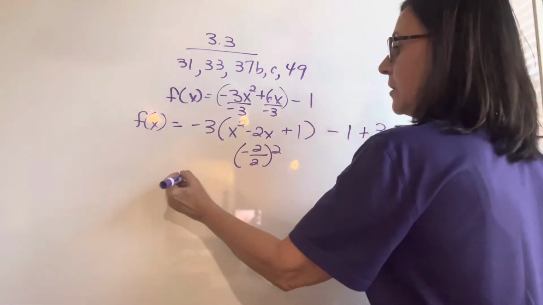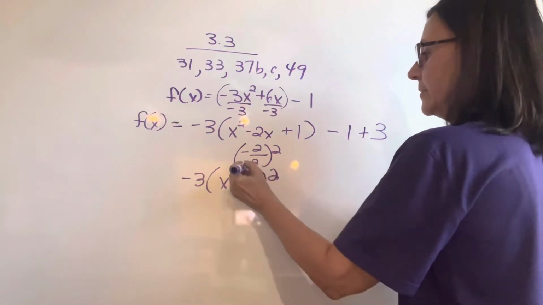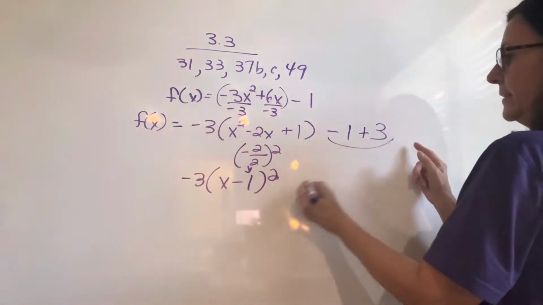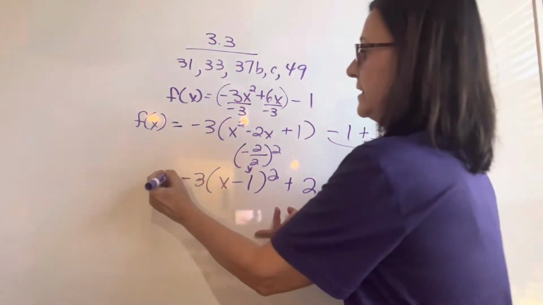All right, so it's -3 times x minus 1 squared. I combine those plus 2, and this is that equation.